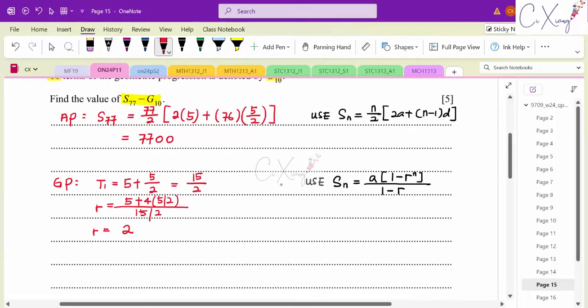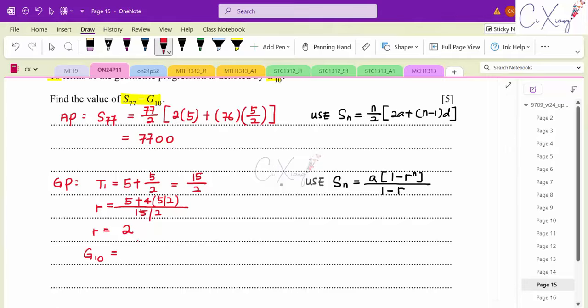Now only I start to find G10. So a is 15/2, then 1 minus r power n. So r is 2, power n means power 10, then divided by 1 minus r. So I'm having 1 minus 2 here. Okay, so you get a value for G10. G10 will be a fraction which is 15345 divided by 2.